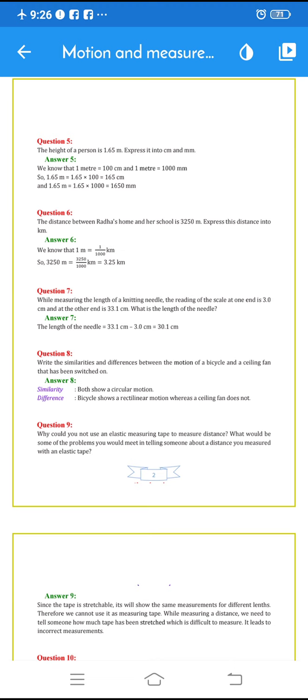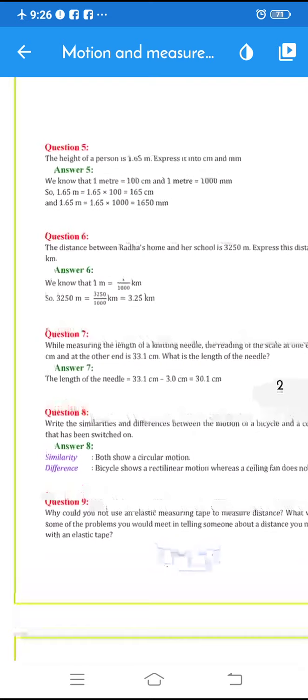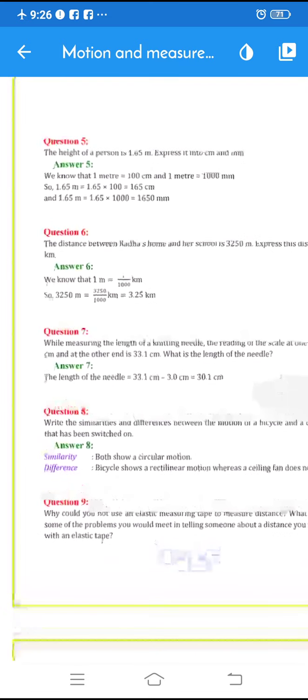The height of a person is 1.65 meter. Express it in centimeter and millimeter. It's quite simple here. The height of a person is given in meters, so you have to express that height in centimeter and millimeter. For that, let's see the solution.